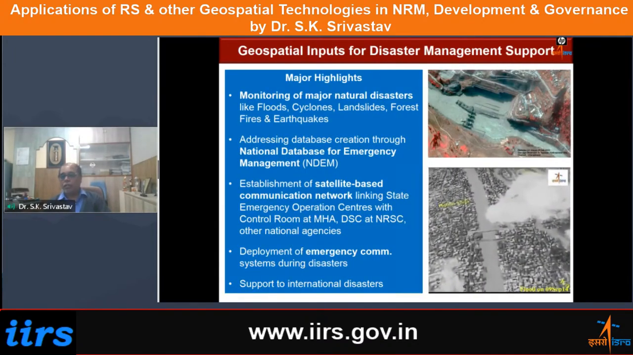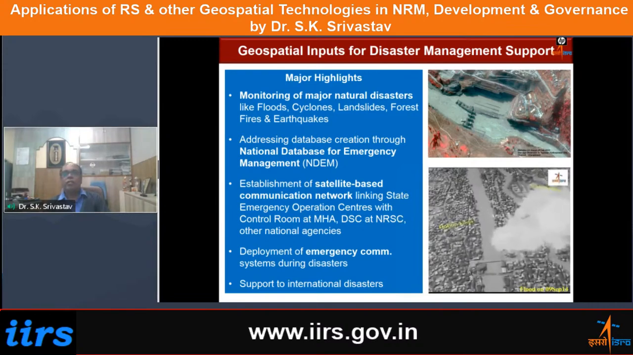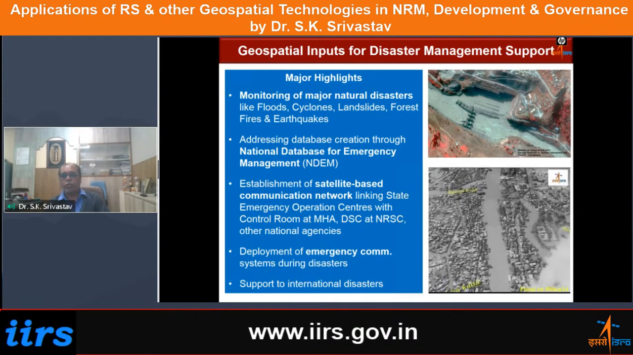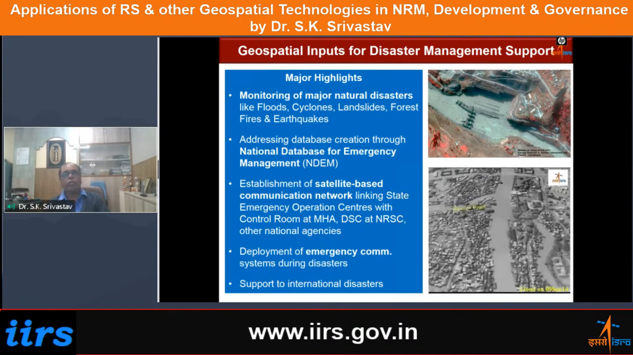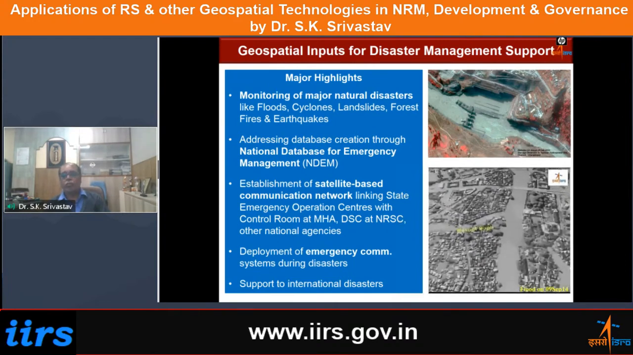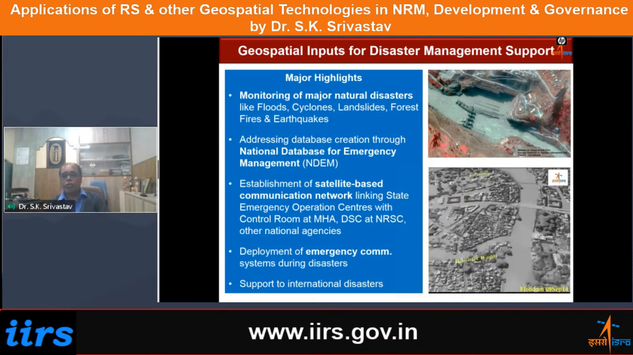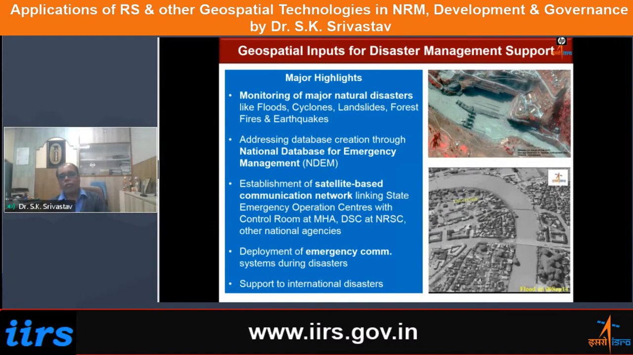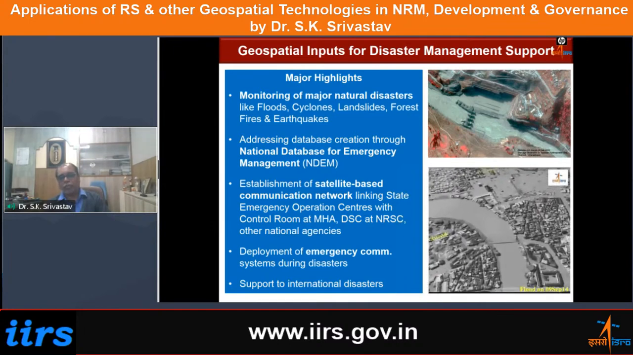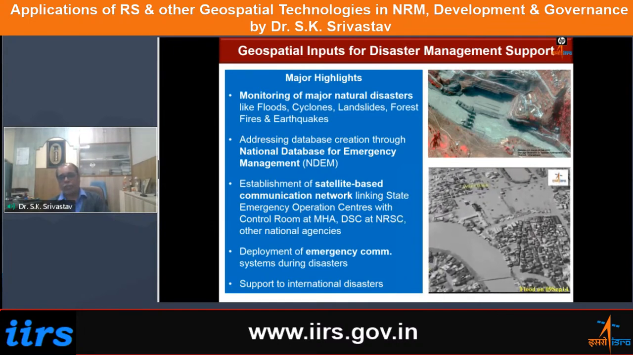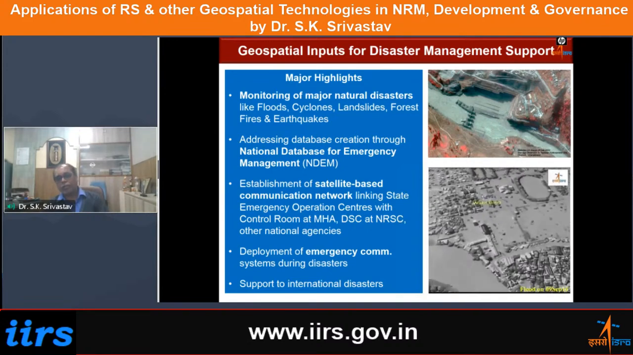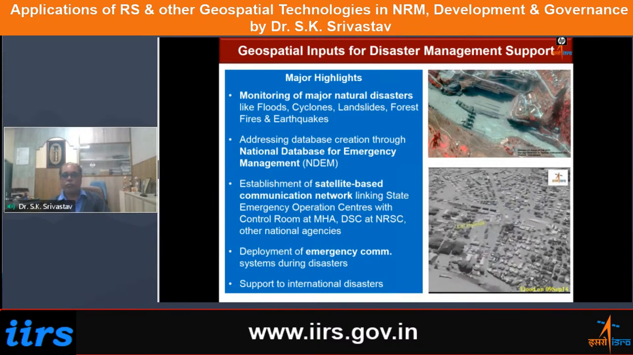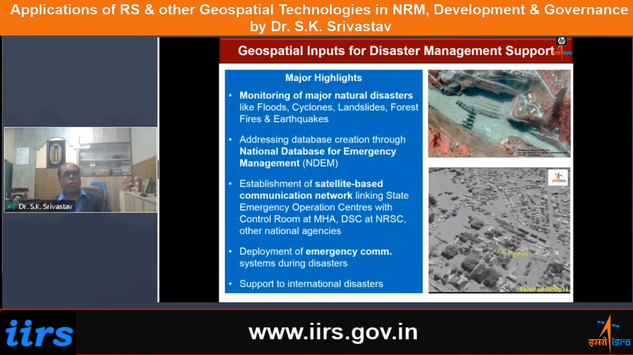Then the last sector which I am covering today is the disaster management support sector. We do not do disaster management per se using remote sensing, but what we do is provide geospatial inputs for supporting disaster management. Okay, so there is a difference between disaster management and providing inputs for disaster management. The role of satellite remote sensing is providing inputs for supporting disaster management activity.